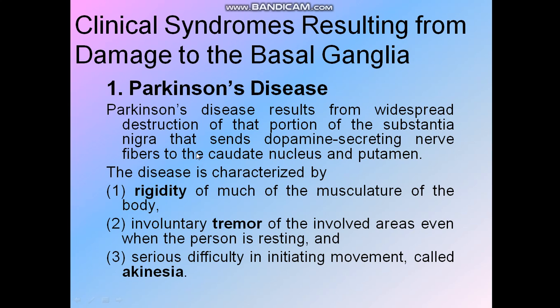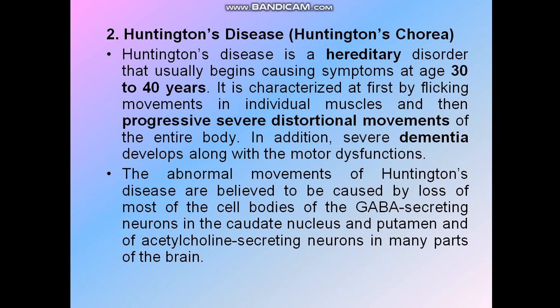Parkinson's disease results from widespread destruction or degeneration of parts of the substantia nigra. These are the dopaminergic, or dopamine-secreting, neurons. When there is damage to these neurons, we get what's called Parkinson's disease. It's a triad of symptoms, we can say: rigidity, tremor, and akinesia. The tremor is a resting tremor, what's called pill-rolling tremor. Also there is rigidity and akinesia.